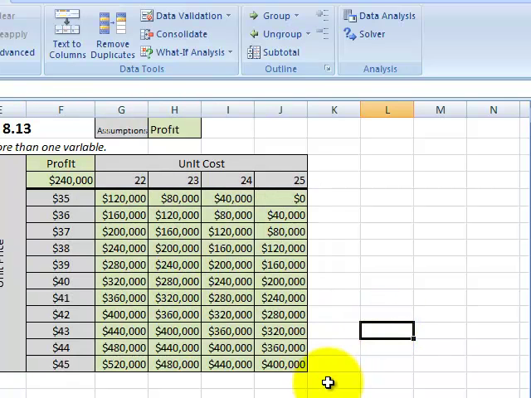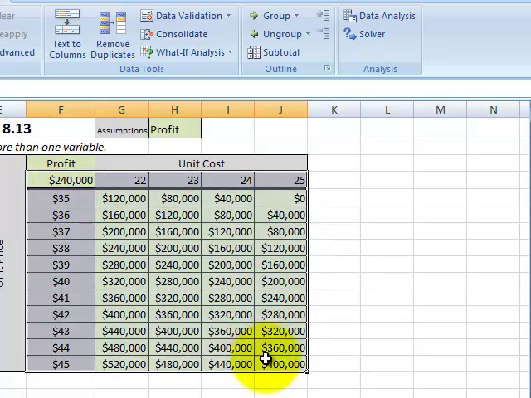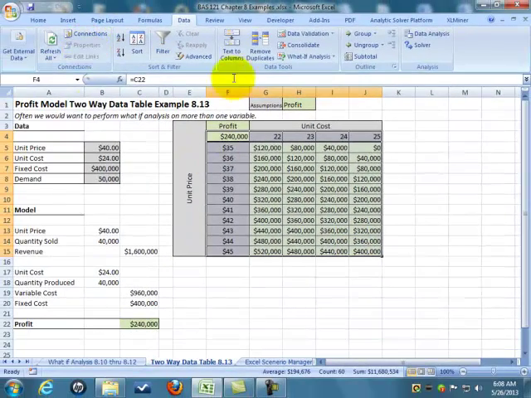And notice it automatically fills in all of my profit margins for me. All my different scenarios of my profit margins are all filled in for me.